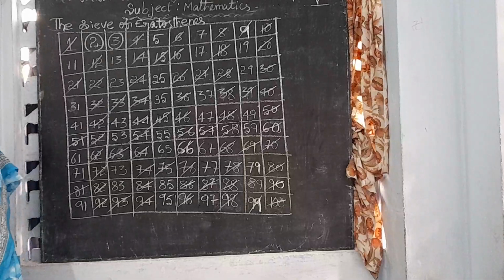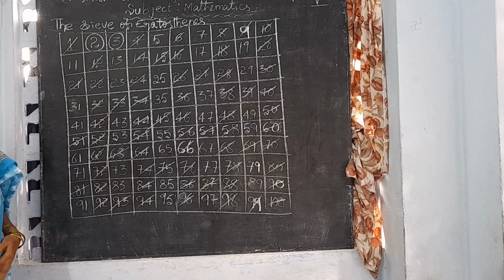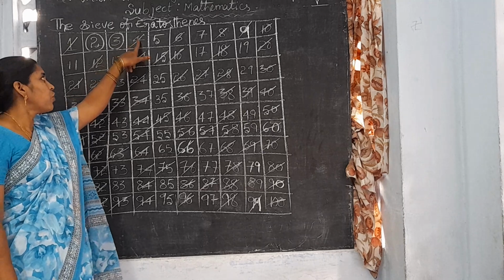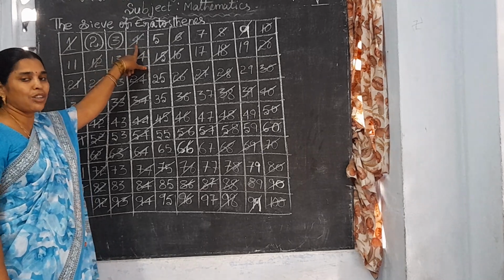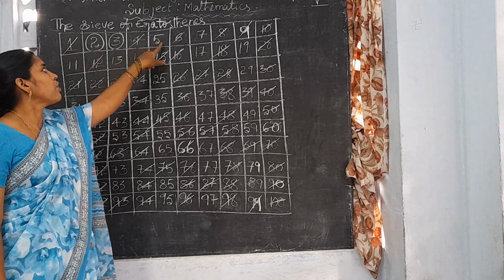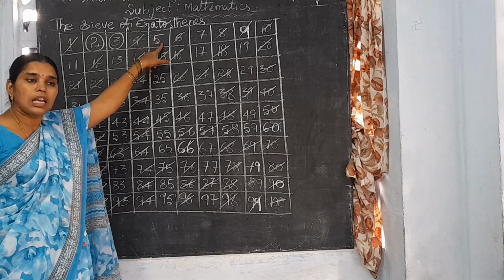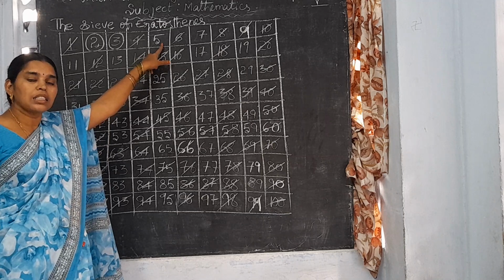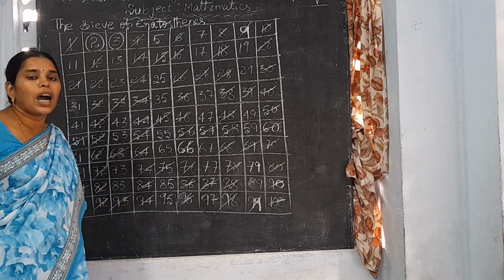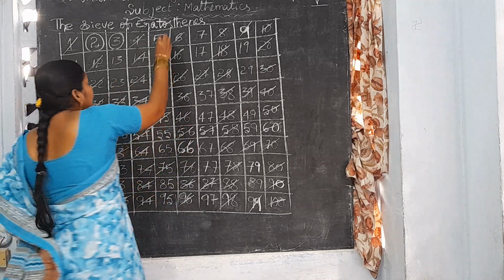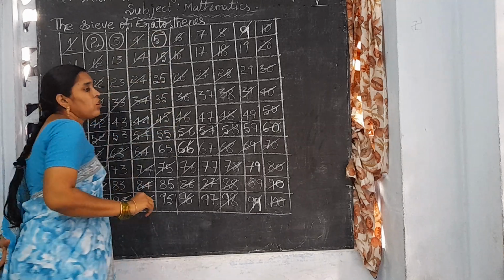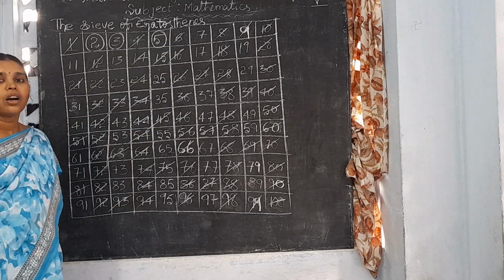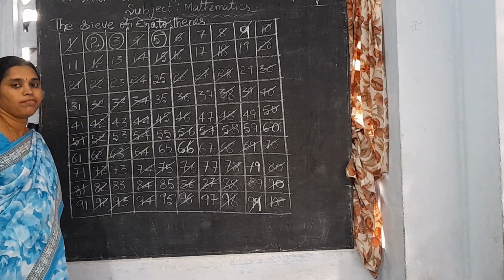Okay. Now already 4 is struck out, so no need to check the fourth one. Now take 5. Is 5 a prime number? Yes, it is a prime number because it has only two factors, that is 1 and 5. So circle the 5. Now check the 5 multiples in this table.